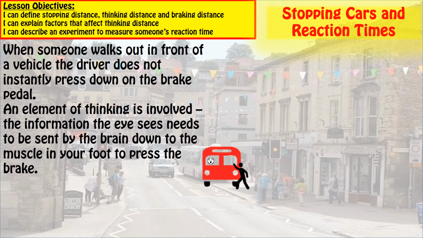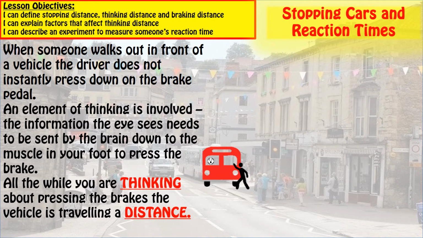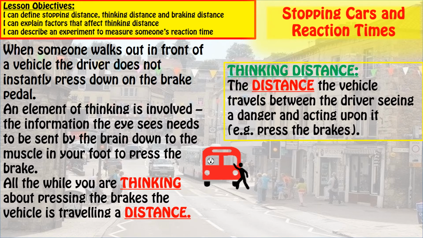All the while you are thinking about doing that, the car or the bike is travelling a distance, and this is called the thinking distance. The thinking distance is the distance the vehicle travels between the driver seeing the danger and acting on it, so pressing the brakes. This is a distance, and most students talk about times here. Please don't. The thinking distance is the distance the car travels whilst you are thinking about pressing the brakes. So pause the video, and in that yellow box, write that into your books for me, please.